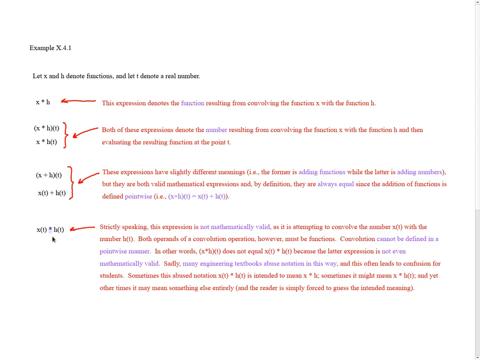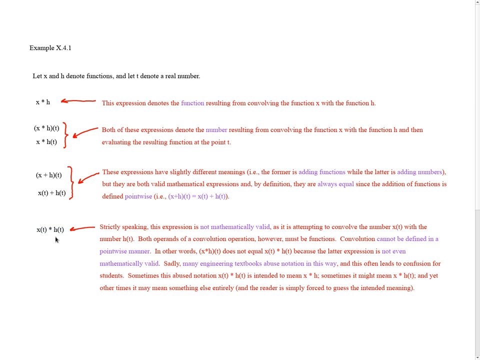But you can't convolve numbers. Convolution fundamentally is only defined between functions. There's no way to define convolution in a point-wise manner. So an expression like this does not make sense. So avoid writing expressions like this.